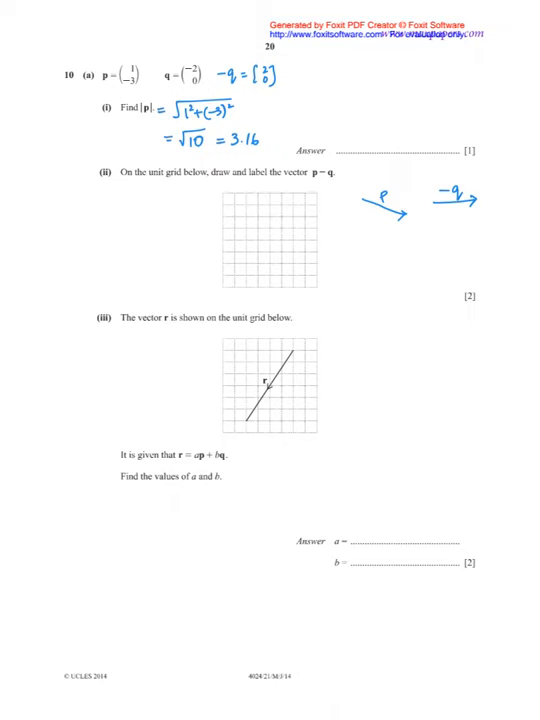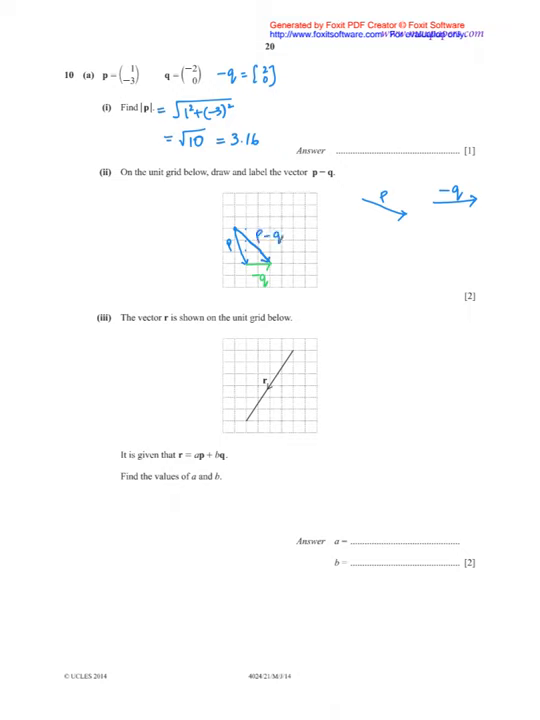So for p, if I start from this point, p on the x-axis is 1, and on the y-axis we need to go 3 units down, so 1 on the x and 1, 2, 3. So that is my vector p, right? And for minus q on the x-axis I need to go 2 steps, so that is the vector minus q. So that is the resultant of p minus q, and that is your answer.